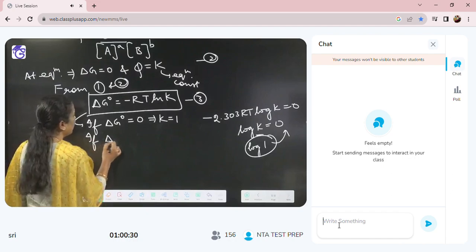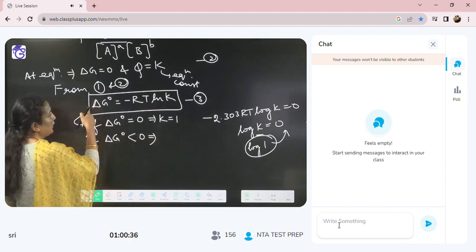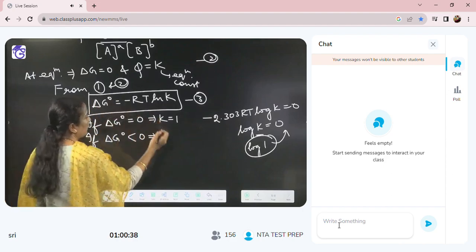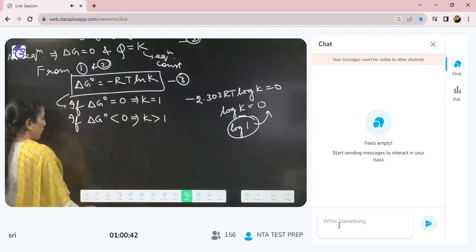Similarly, if I say that delta G naught is less than 0, less than 0 means it is negative, and negative will become positive, so ultimately I'll have K greater than 1, then only delta G naught will be less than 0.